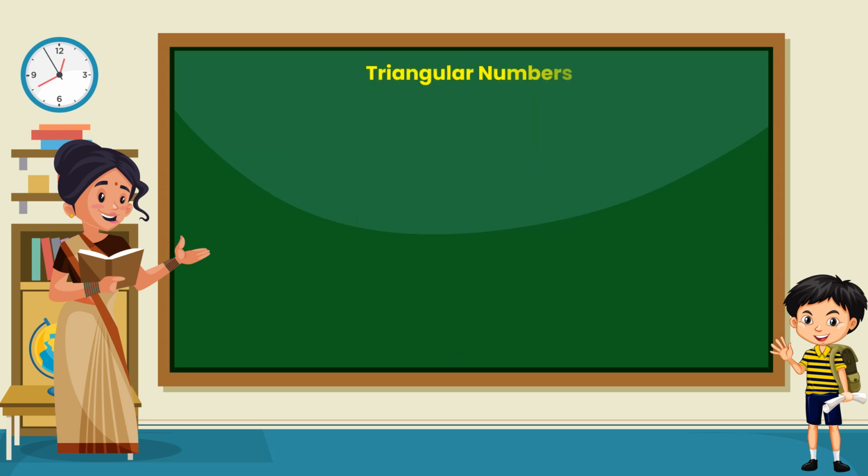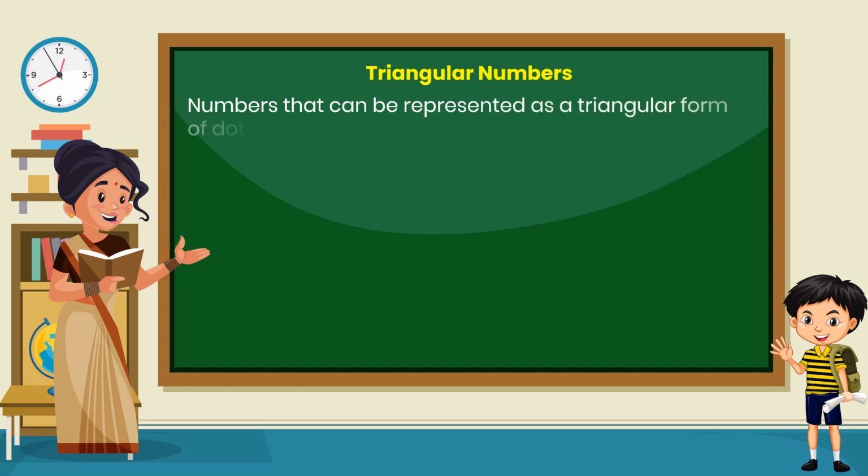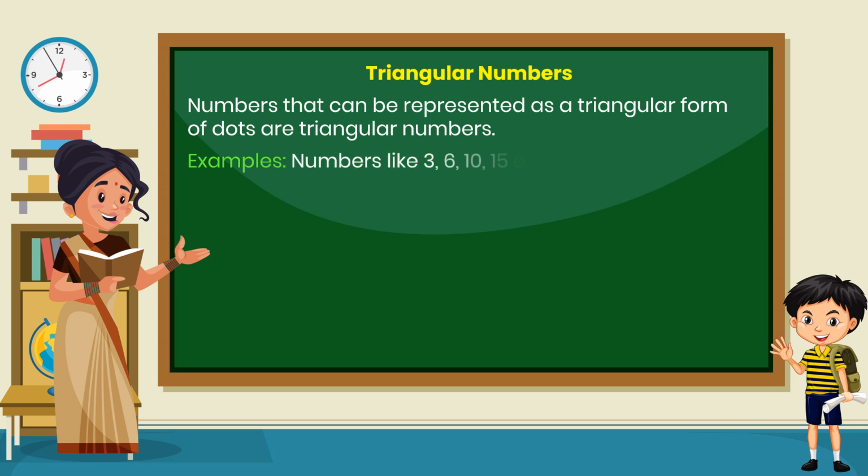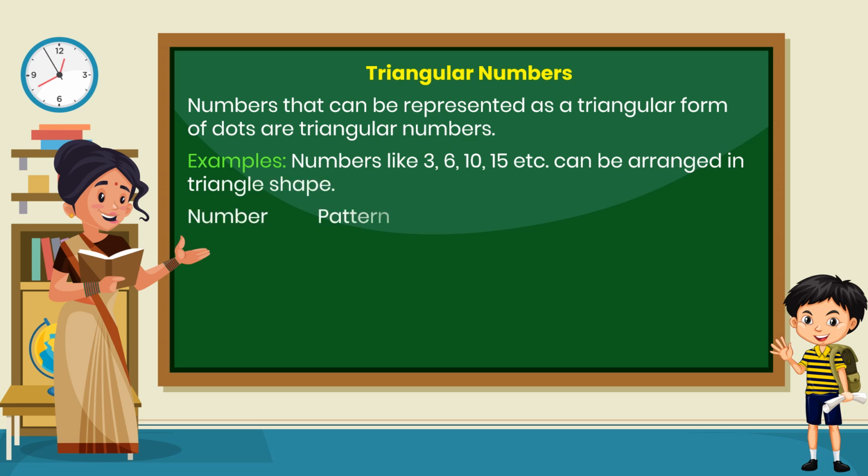Triangular numbers. Numbers that can be represented as a triangular form of dots are triangular numbers. Examples: numbers like 3, 6, 10, 15, etc. can be arranged in triangle shape. Number pattern 3, 6. Number pattern 10.